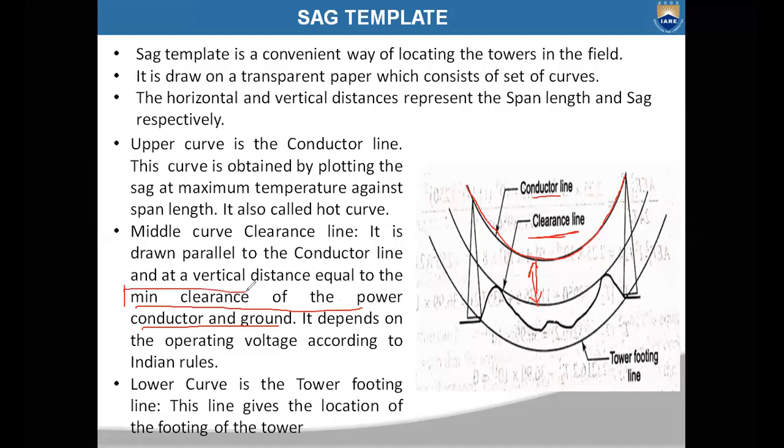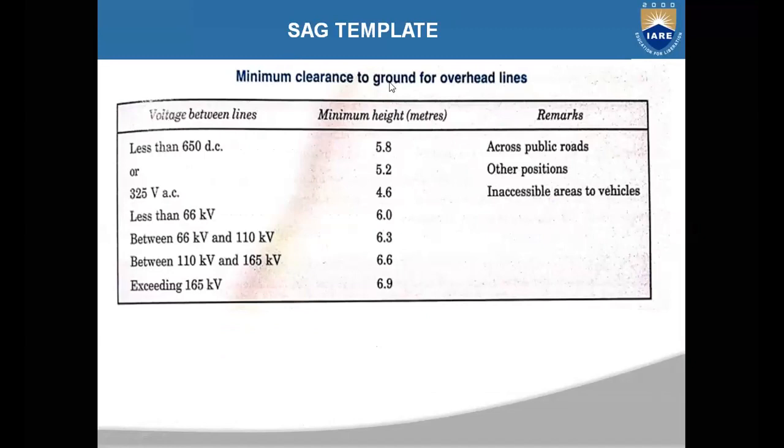What is the minimum clearance of the power conductor and ground? So this minimum clearance will depend upon the operating voltage, and this operating voltage will be decided by the Indian Electricity Rules, or State Electricity Rules. Suppose you see the next diagram. So this is the minimum clearance to the ground for an overhead transmission line, for different operating voltages.